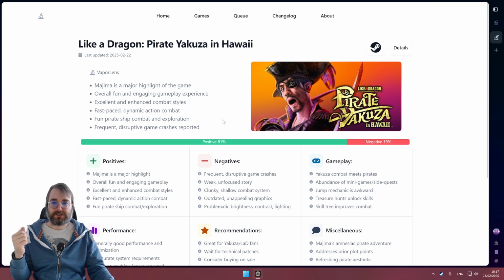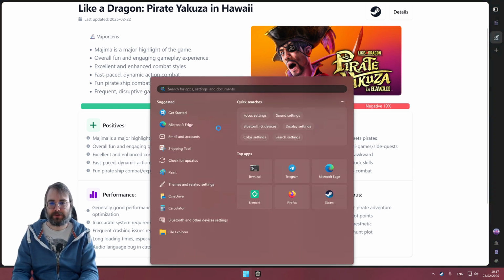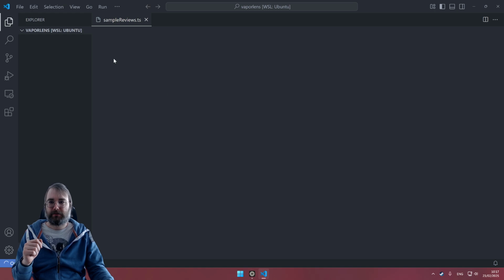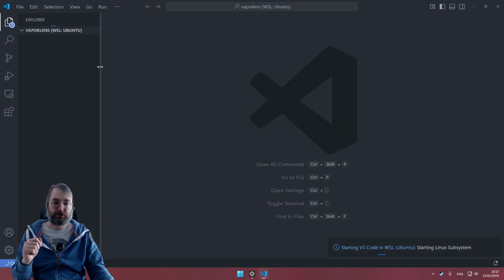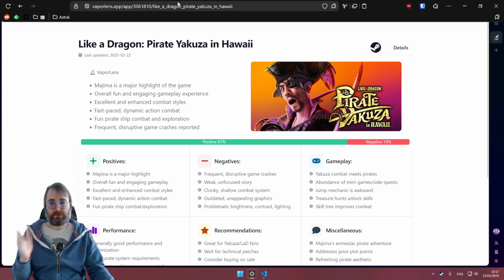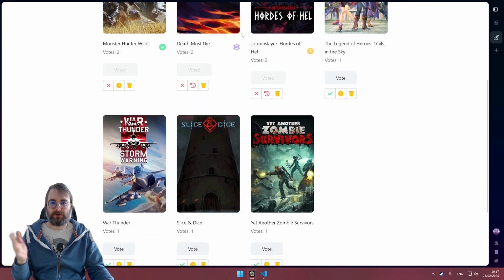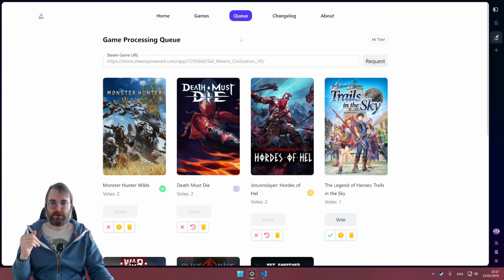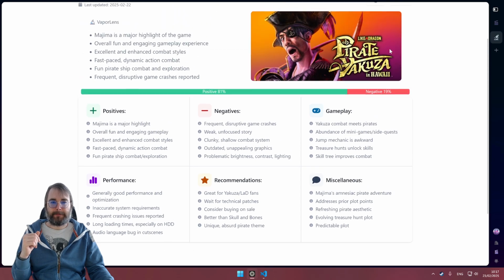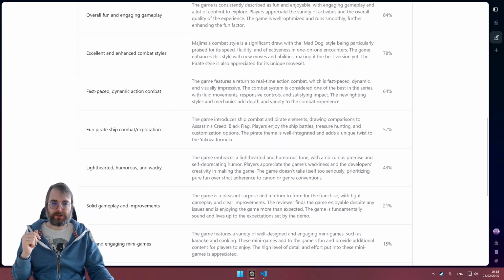I think it works fairly nice, but I want to walk you through the specific details of how this works because I think this is the interesting bit. Let me open VS Code for that, and I will walk you through how the actual processing code works. While it is loading, you can go to vaporlens.app and try it out yourself. There is also a queue where you can add your own game or vote for a game and do things like this. What else is there? There's a details view that has a bit more information about things.